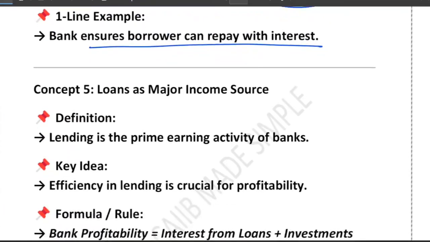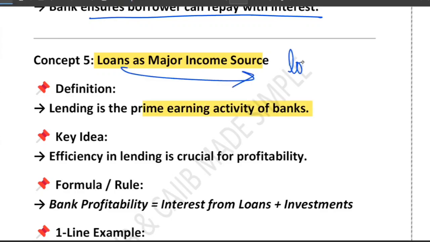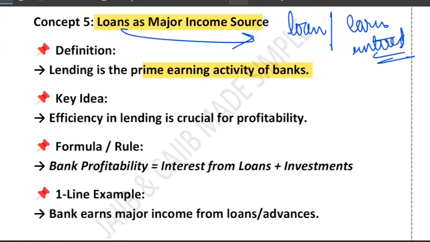Now, the next point is loan as a major income source. Please understand, the main income of a bank comes from giving loans and earning interest on them. So lending is a prime earning activity of the bank, right? So what is the main source of income for the bank? Obviously they give loans and earn interest. That's the main source for the bank. So efficient, safe and smart lending is crucial for bank profitability. Efficiency is very much important. Smart and safe lending. So friends, always mention these four words.